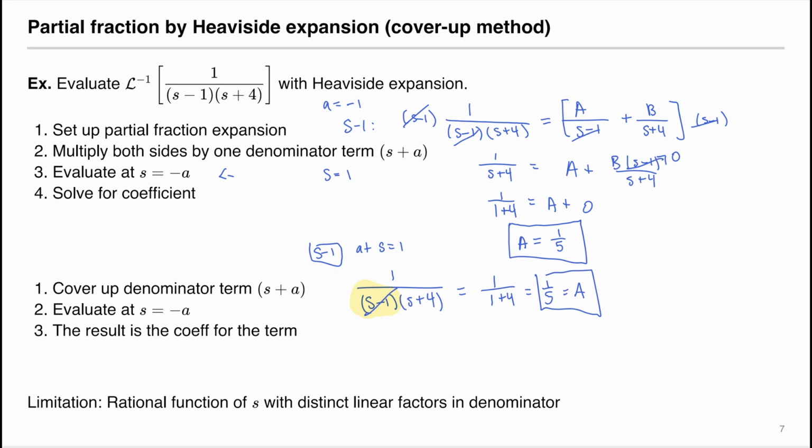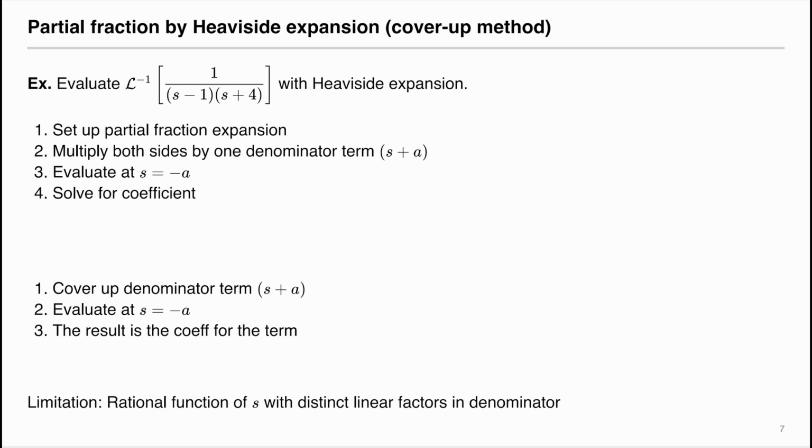There are two ways to view it. The cover-up method is far simpler to work with, but the mathematical foundation is given by the Heaviside expansion. Notice that this method has a limitation: it can only be used with rational functions of s with distinct linear factors in the denominator. If the denominator is more complex than these distinct linear ones, then this method cannot work.